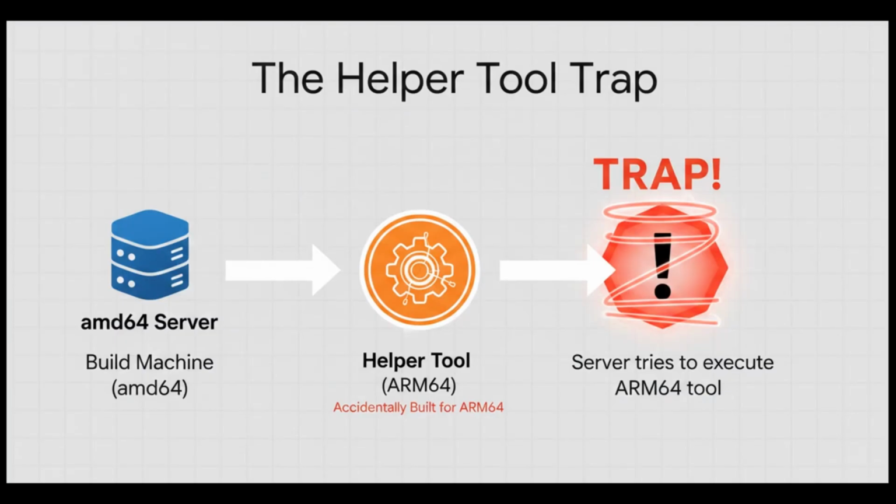Okay, but even with multi-arch, things can still go sideways. Let me walk you through a classic nightmare scenario for build engineers. It's known as the helper tool trap. Imagine your build process is so complex that it needs to quickly generate a temporary tool, maybe like a metadata parser, just to help finish the compilation. The AMD64 build machine creates this helper tool, but because its brain is completely in cross-compiling mode, it accidentally builds that helper tool for ARM64.